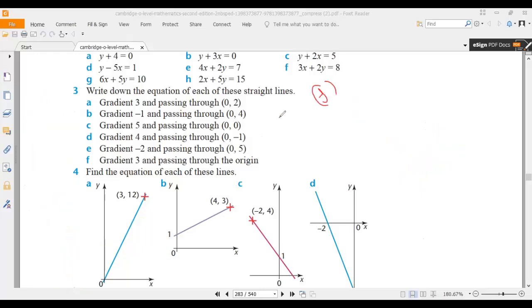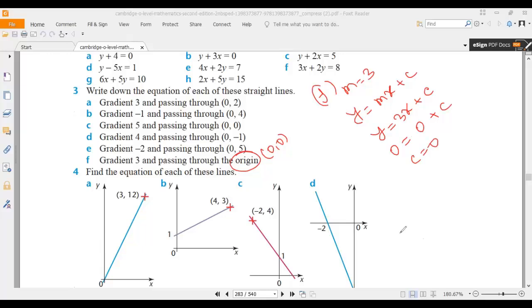Now the last problem, question number F. Gradient 3. So m equal to 3 and it passing through the origin. Passing through the origin means passing through the 0, 0 point. So what will be the equation? Equation will be y equal to mx plus c. That means y equal to 3x plus c. Since this straight line passing through 0, 0, y should be 0 and x should be 0, c equal to 0. So the final equation of the straight line will be y equal to 3x. Okay, if we put the value of c in this straight line, that is the solution of question number 3. I hope you understand this segment properly.